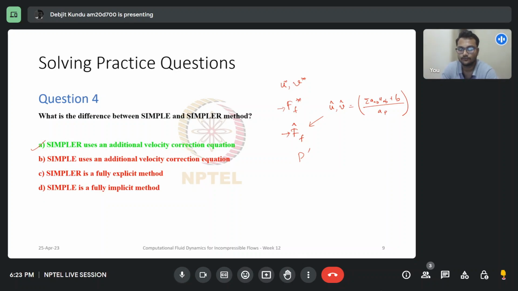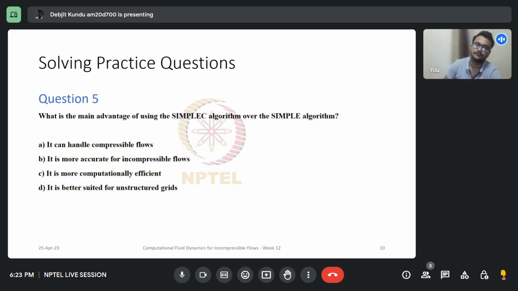We will move on to question number 5 of today's session, which is asking us what is the main advantage of using the SIMPLEC algorithm over the SIMPLE algorithm. So SIMPLEC is nothing but another modification of SIMPLE algorithm, that is SIMPLE Corrected. Sorry, I'll write the C in capital. SIMPLE Corrected. So that's where it gets its C from. It becomes SIMPLEC. So what is the main advantage of using the SIMPLEC algorithm over the SIMPLE algorithm?